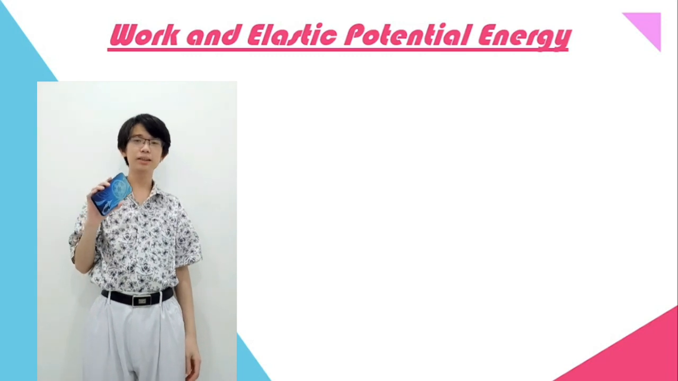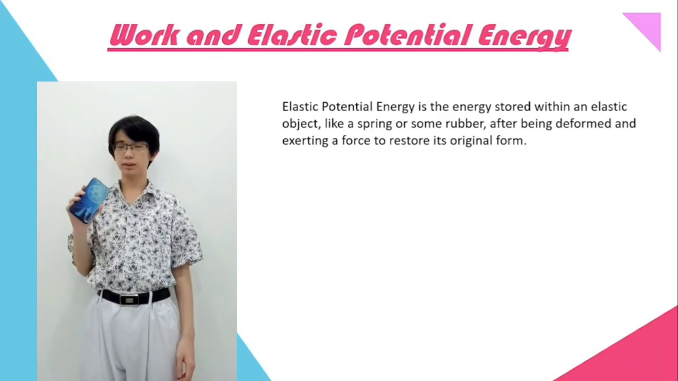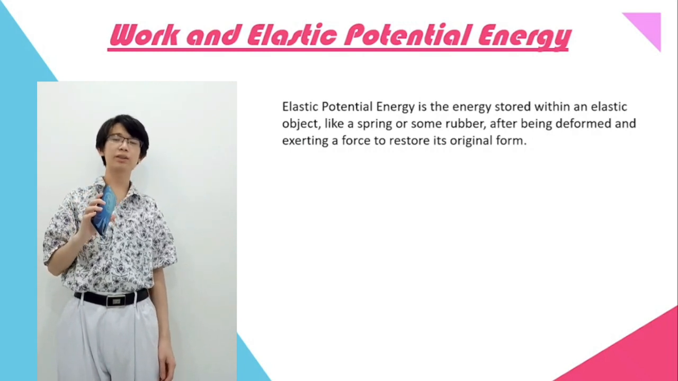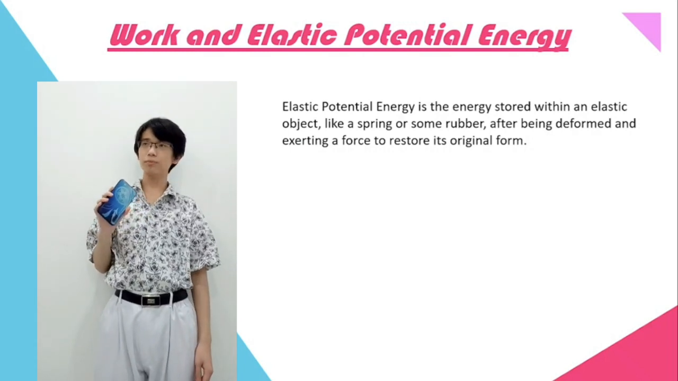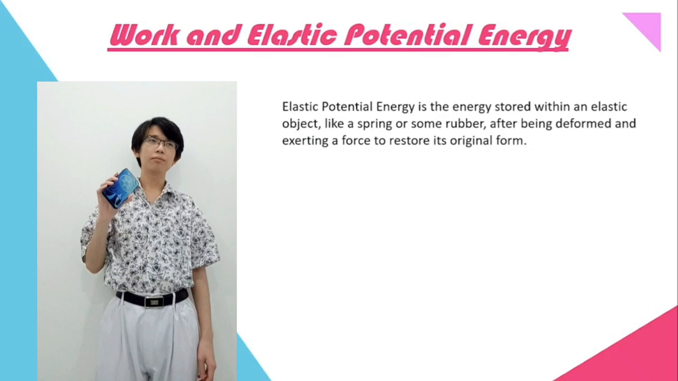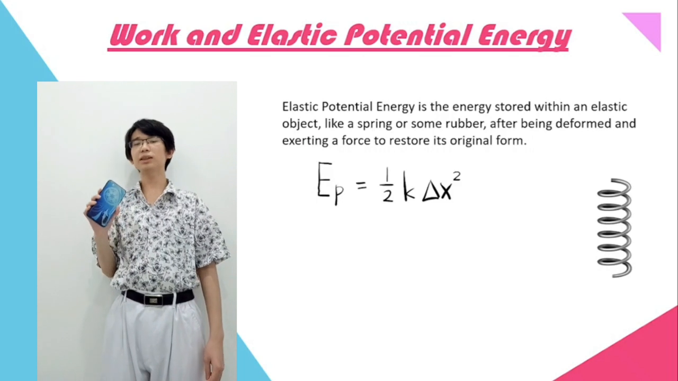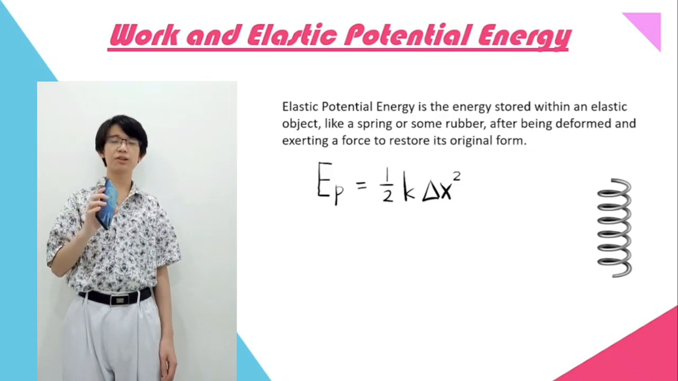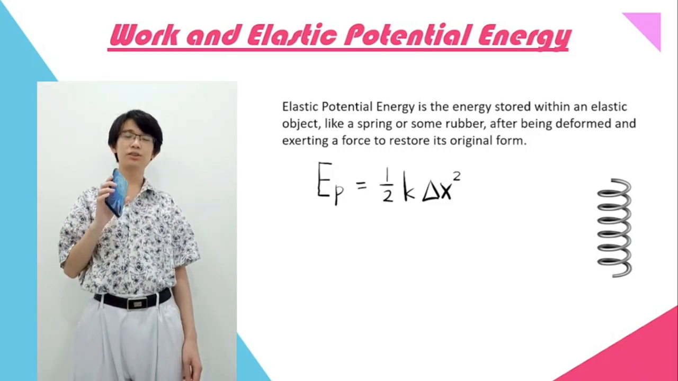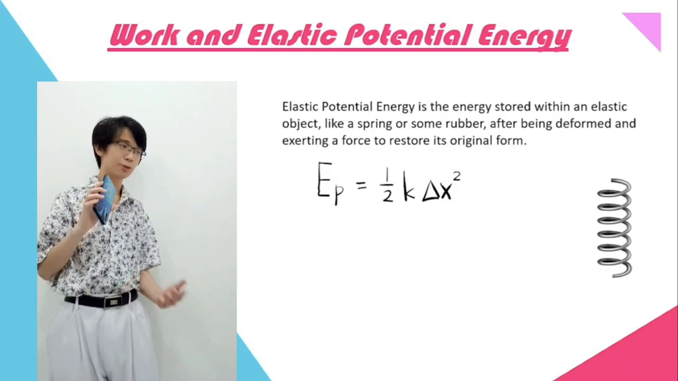Elastic potential energy, on the other hand, is the energy stored within an elastic object, like rubber or some springs. When they are deformed, they exert a force wanting to go back to their original form. It is represented with the equation elastic potential energy equals half times the spring constant times the change in length to the power of 2, which looks suspiciously similar to the equation for kinetic energy. Nevertheless, it is derived from these equations over here.